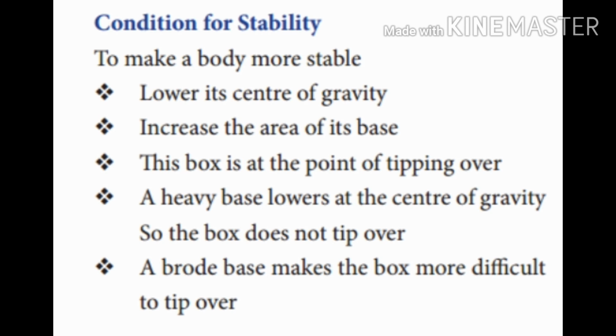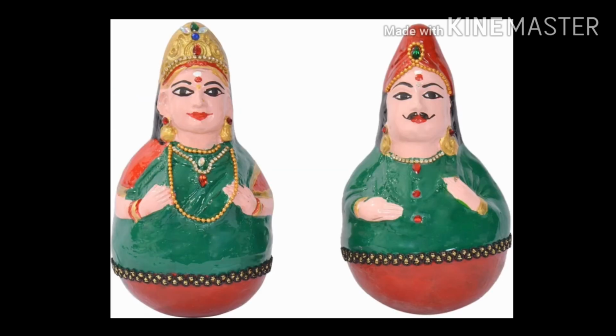Okay, so we have a low center of gravity when the base is heavier. Okay, when it has a higher center of gravity, the pivot point is less stable. Okay, see the picture. What is this?